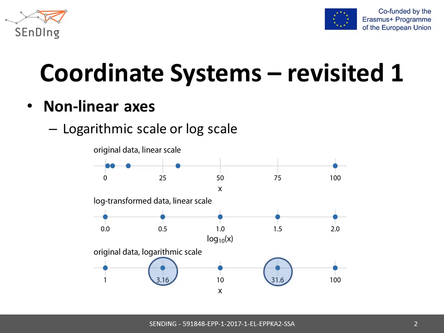Mathematically, there is no difference between plotting the log transformed data on a linear scale or plotting the original data on a logarithmic scale. The only difference lies in the labeling for the individual axis ticks and for the axis as a whole. In most cases, the labeling for a logarithmic scale is preferable, because it allows the reader to easily interpret the numbers shown as the axis tick labels.